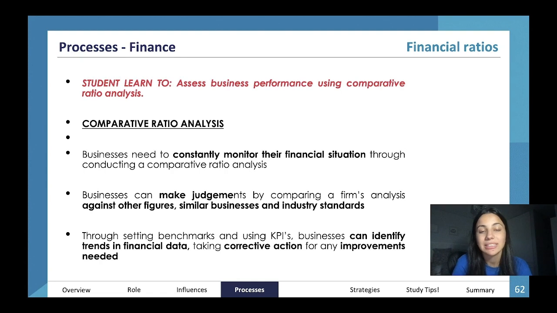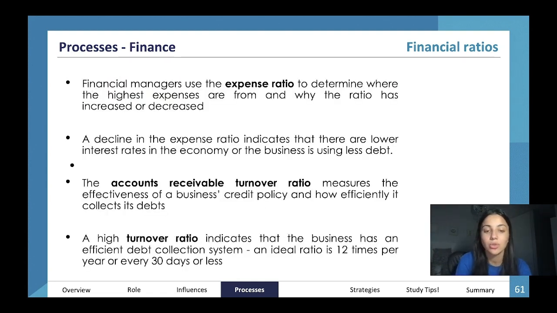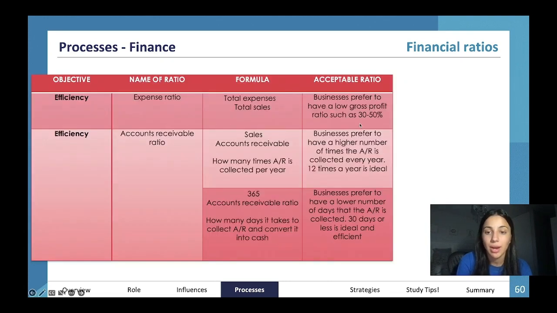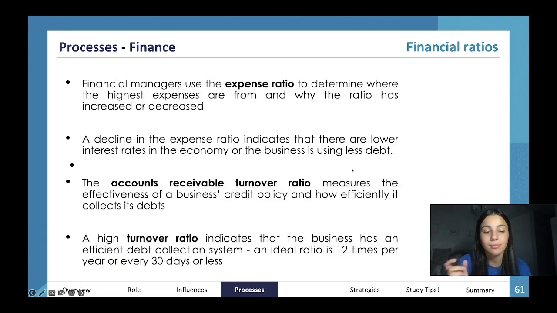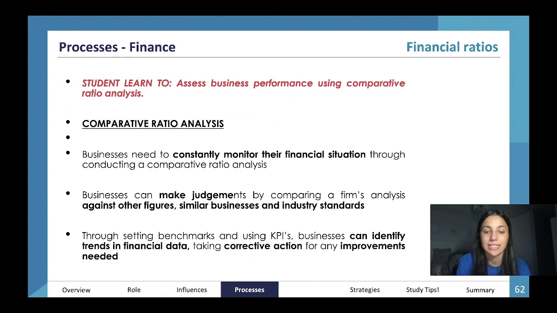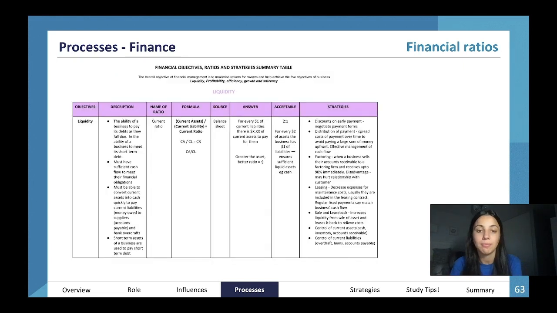So this dot point isn't necessarily anything you have to study. It's more just making sure that you know the acceptable ratios for each of them, and then just being able to identify that by comparing them and by setting those benchmarks, and through that comparative analysis they can notice those trends and then make improvements naturally.